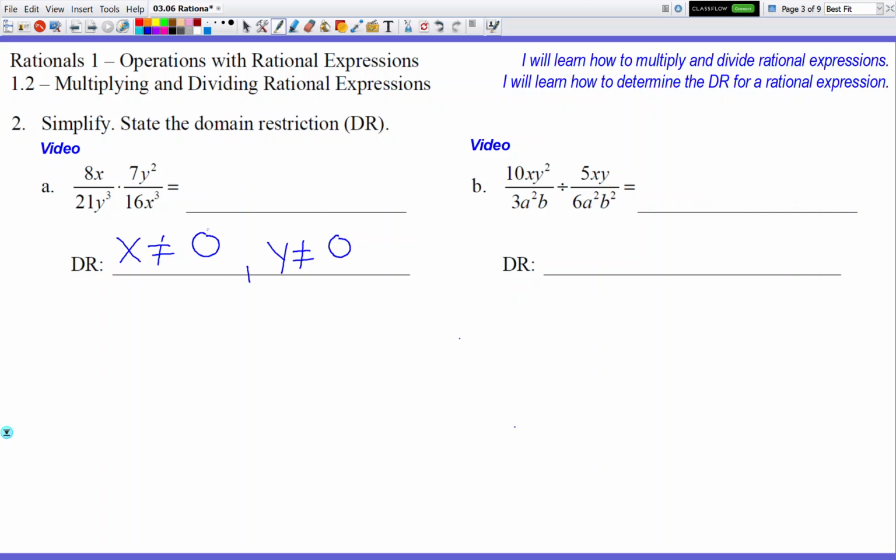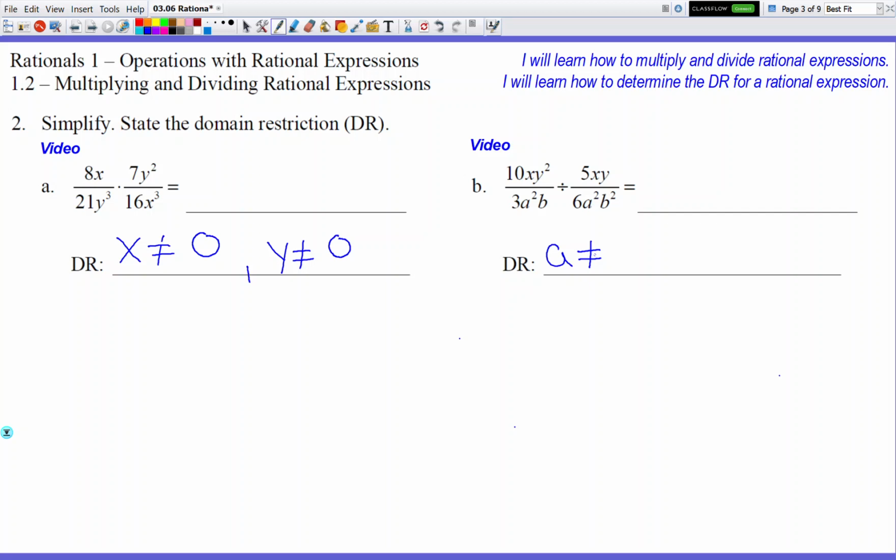So I'm going to go back and solve letter A later, but I want to do the domain restriction of B right now. Okay, so let's figure out what my letters to avoid in letter B are. What letters are on the bottom of the fractions? I got A and B on the bottom of the fractions. So let's figure out what number I want to avoid for A. We got 3 times A times A times B. So what number, if I put it in place of A, will cause the entire bottom of that first fraction, 3 times A times A times B, to become a 0? What number is going to cause that first fraction's denominator to become a 0?